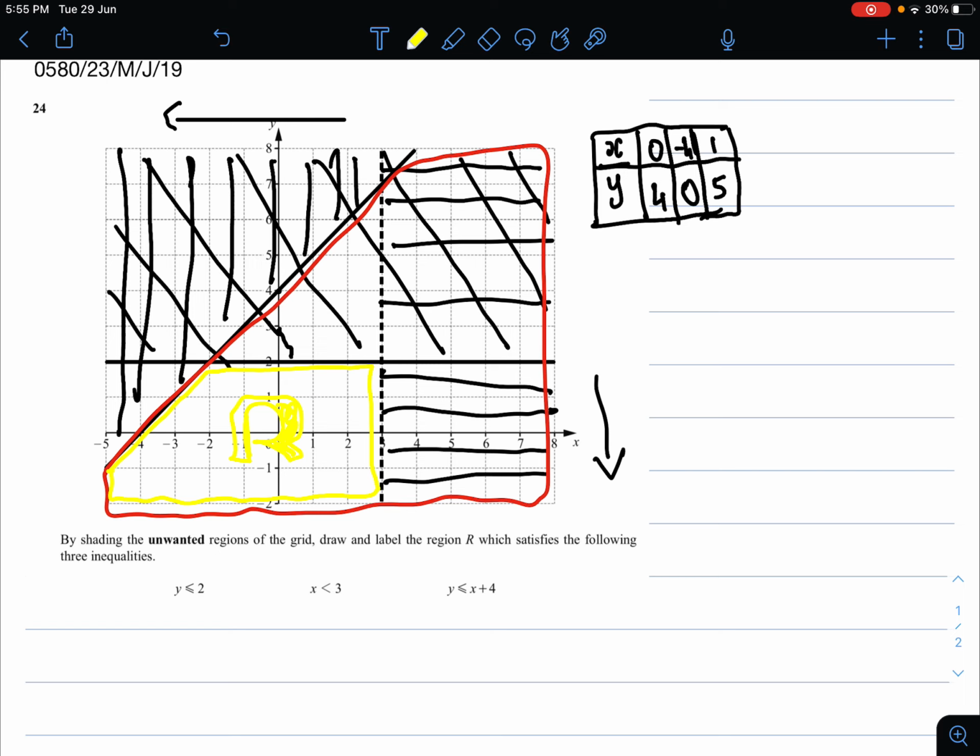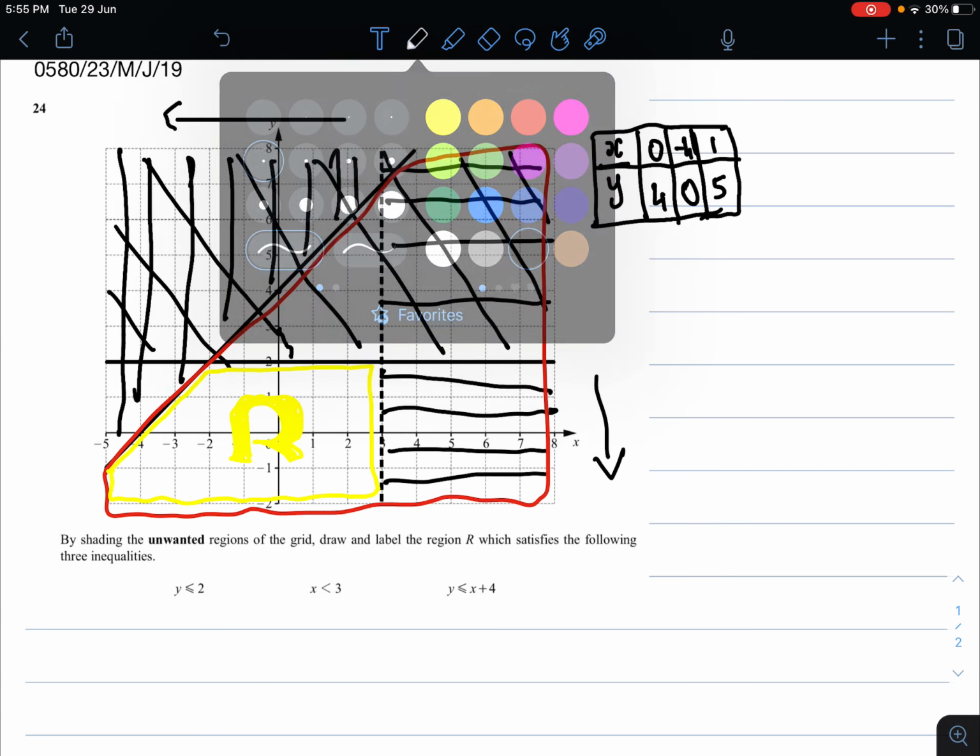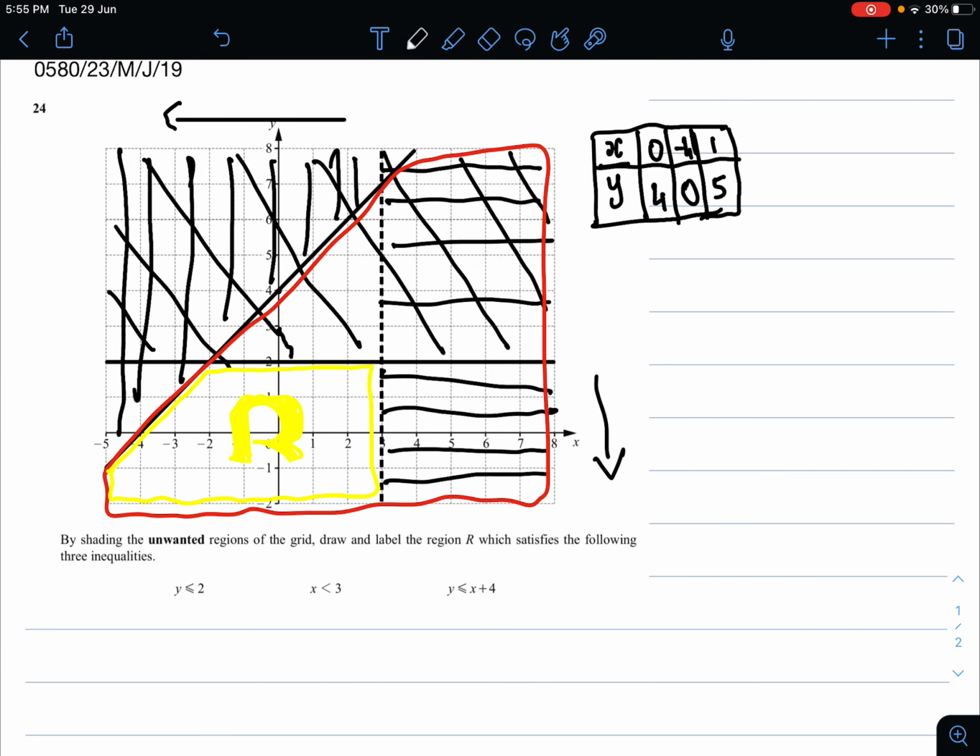So therefore we have our final answer for question 24 as this R region, as shown, as I've worked out right here. So we can write, in black so that you can clearly see, that R is the final answer for question 24.